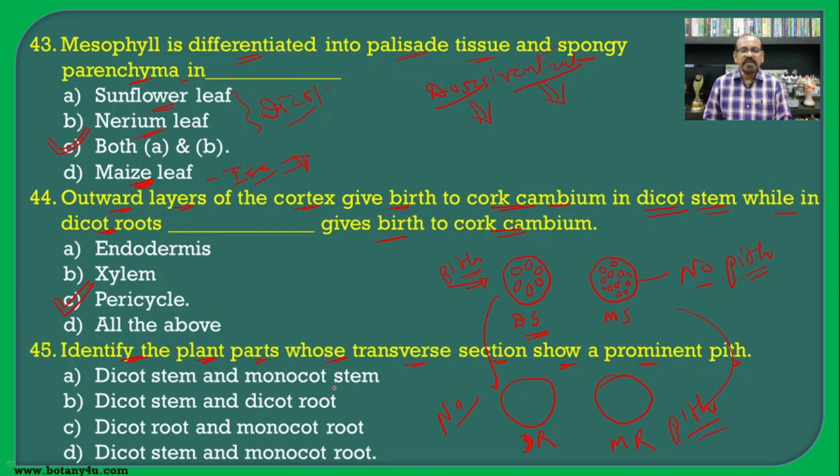So if we see this one, the section that shows the prominent pith, prominent pith is present in the dicot stem and the monocot root. So it becomes option D, the dicot stem and the monocot root, in which the prominent pith is present in the center.